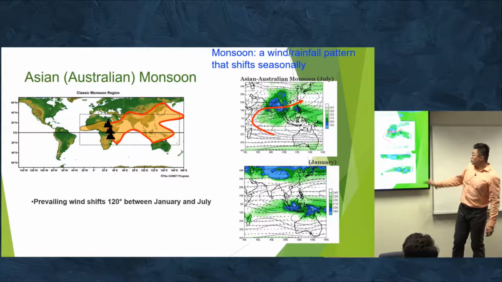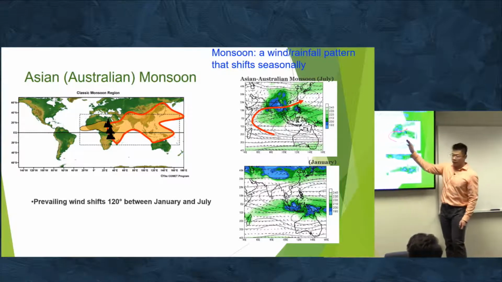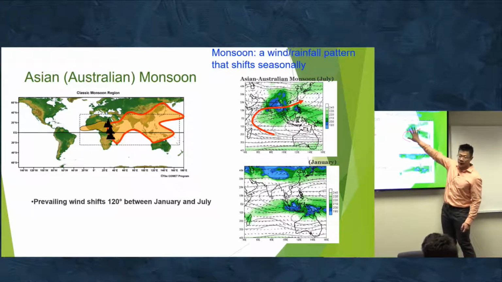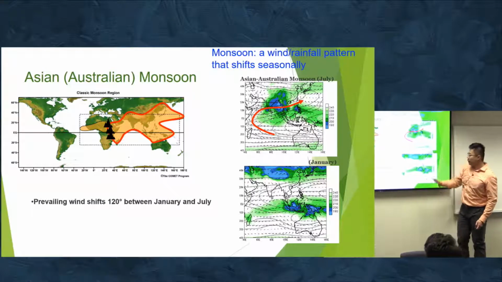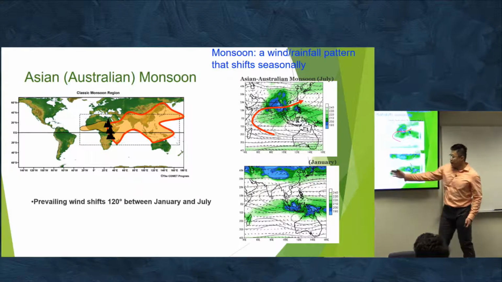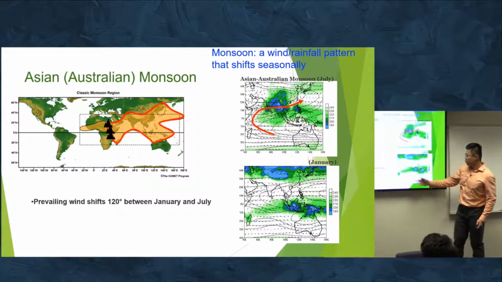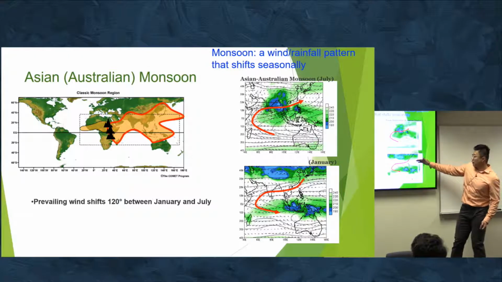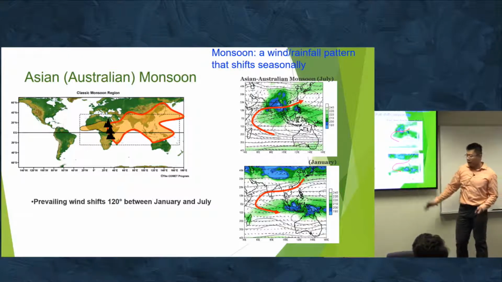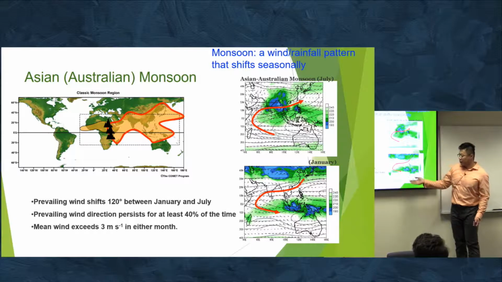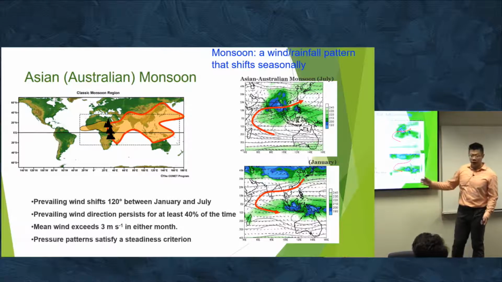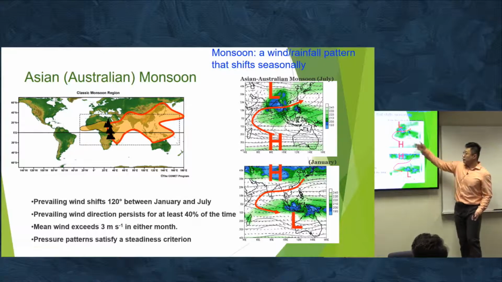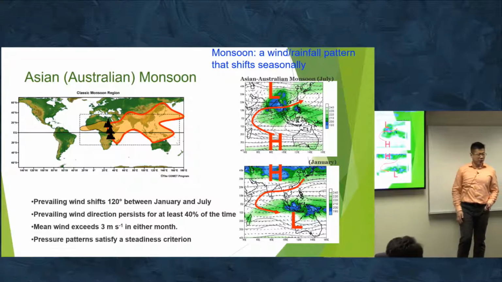In July, the wind blows from the southern hemisphere to the northern hemisphere and brings large rainfall over this region. In January, as I said, the wind pattern changes by more than 120 degrees, so the wind flows from the northern hemisphere to the southern hemisphere. They also fit the other criteria, and have a consistent, steady pressure pattern, with a different pattern in different seasons. Any questions so far?